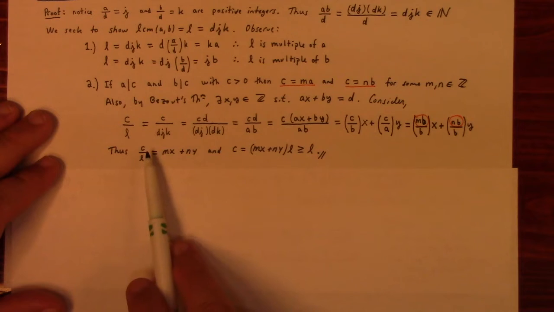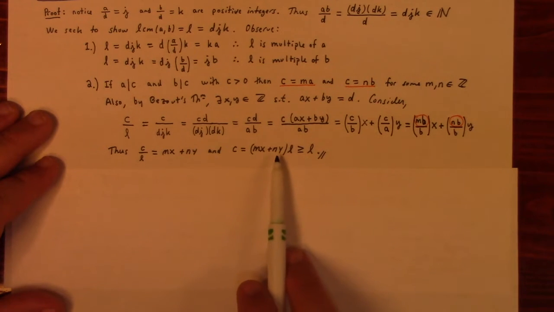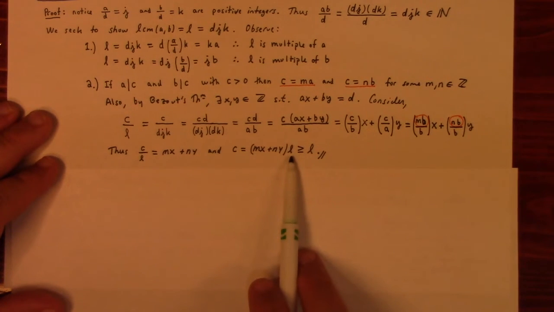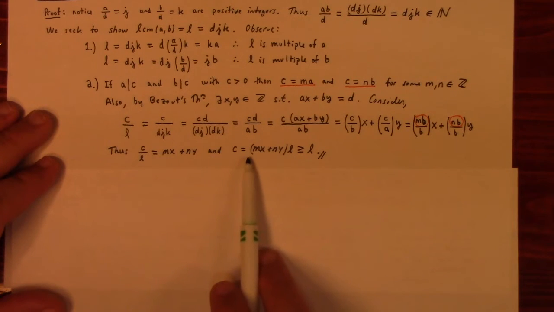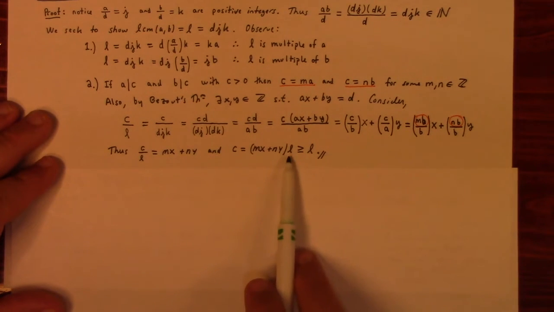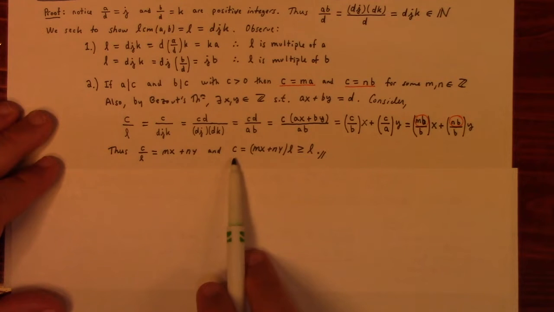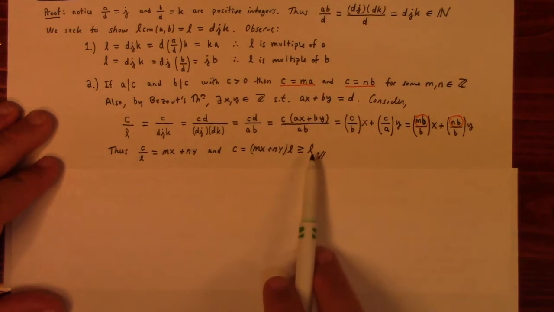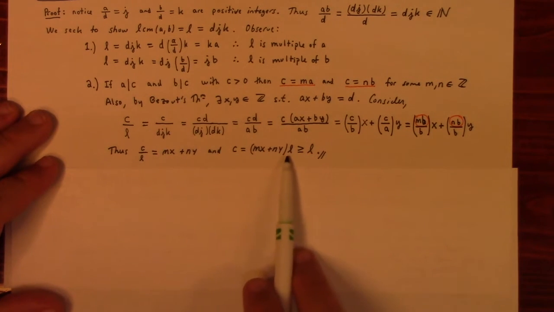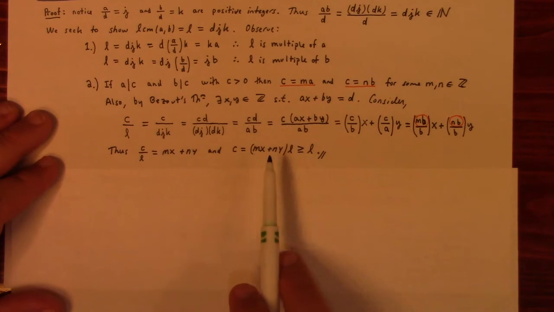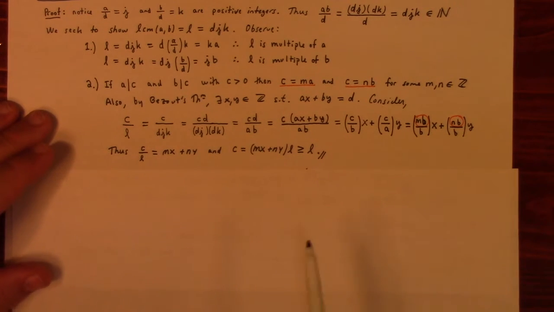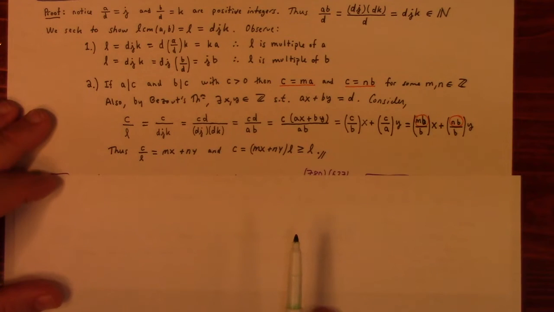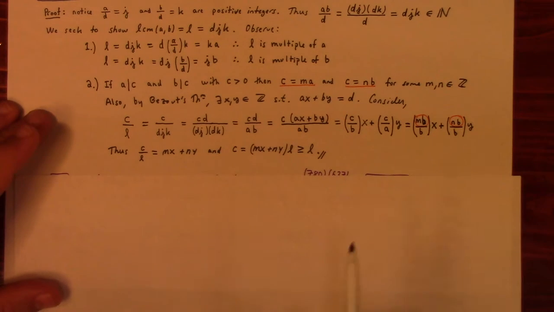So what you got is that c is equal to mx plus ny times L, which is to say that there's a positive integer times L, which gives you c. Clearly that is greater than or equal to L, right? Because the smallest this could conceivably be would be 1. Because remember, both L and c are positive here. So, yeah, there you go.